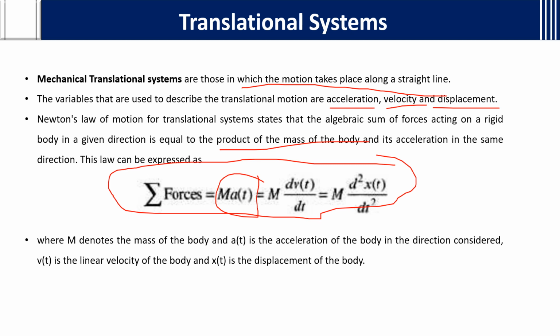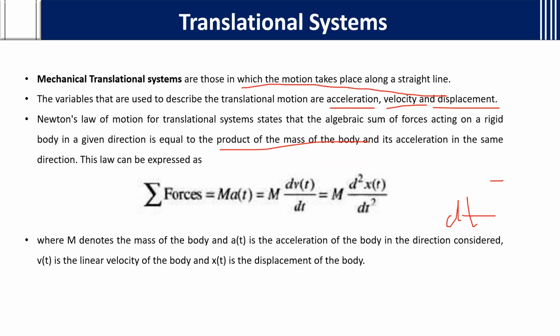F is equal to M into acceleration. You know that acceleration is what? dv(t)/dt. Why? Because v is velocity. The differentiation of velocity is nothing but acceleration. Acceleration is equal to differentiation of velocity with respect to time, dv/dt.